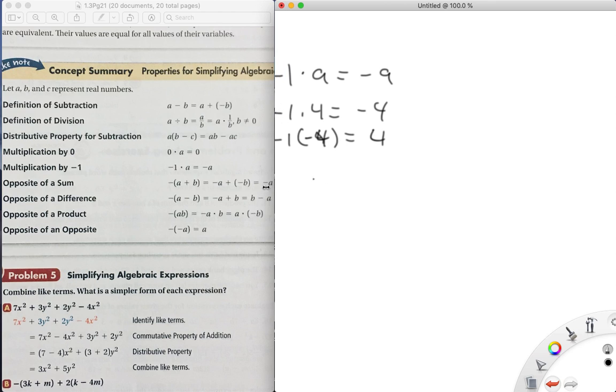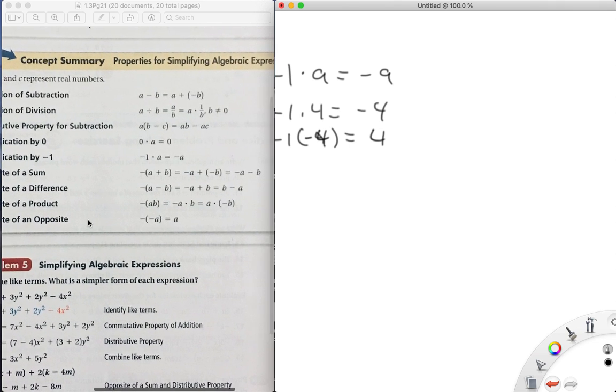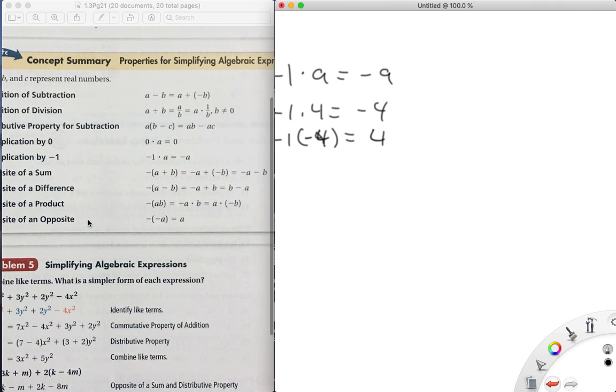Opposites of sums. So remember, inverse means opposite.